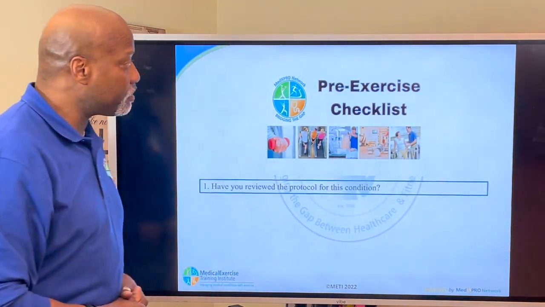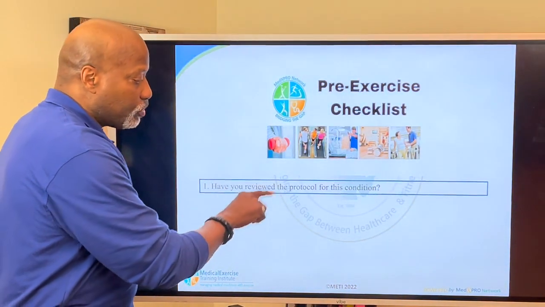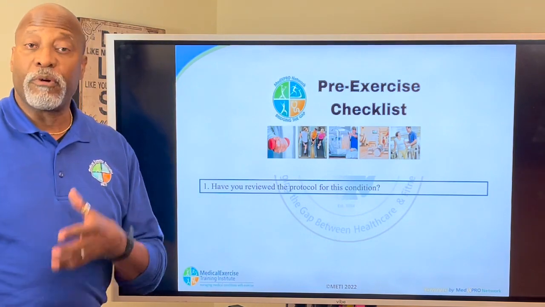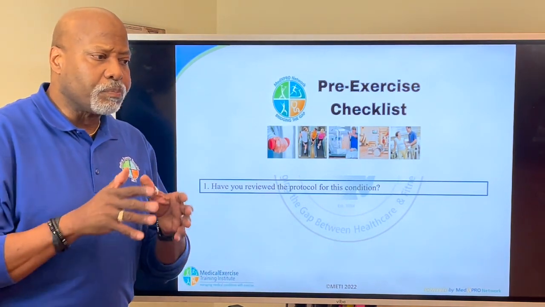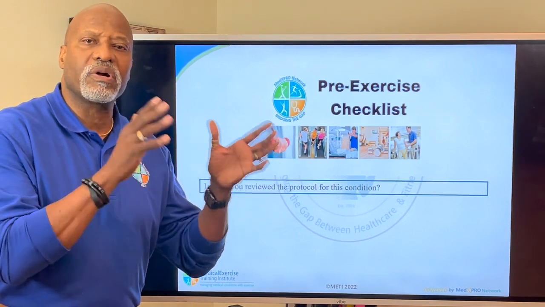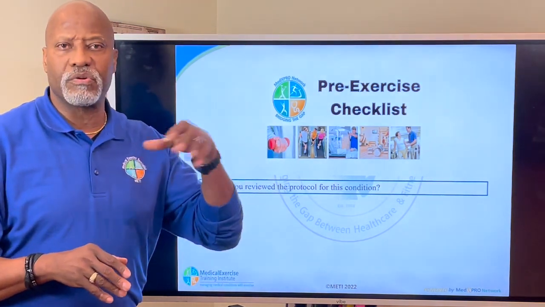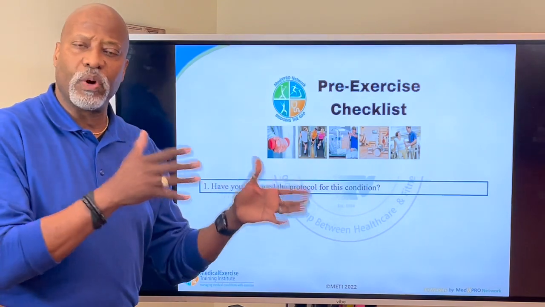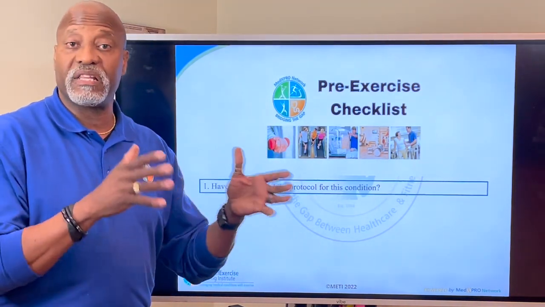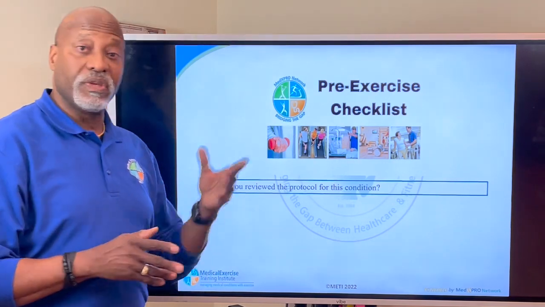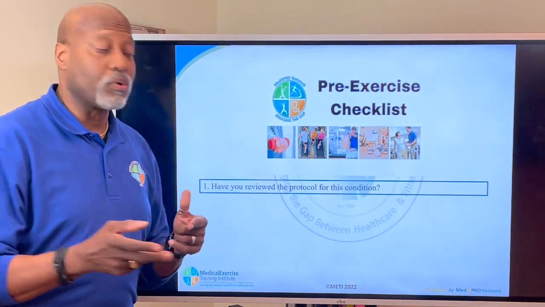And the first one is, have you reviewed the protocol for this condition? Now, we produced a number of medical exercise and post-rehab protocols a number of years ago. The protocols give you some general guidelines and some milestones that you might use with regard to what exercises to use, a criteria, and also understanding the medical management aspects with these conditions. So have you reviewed that protocol first?